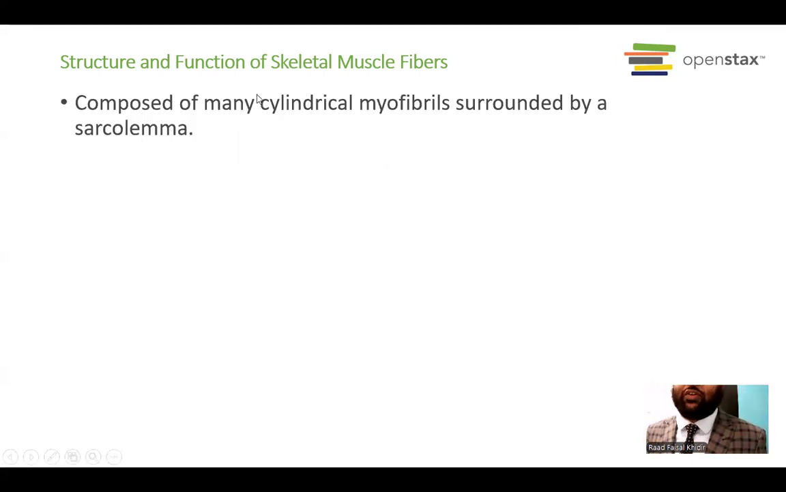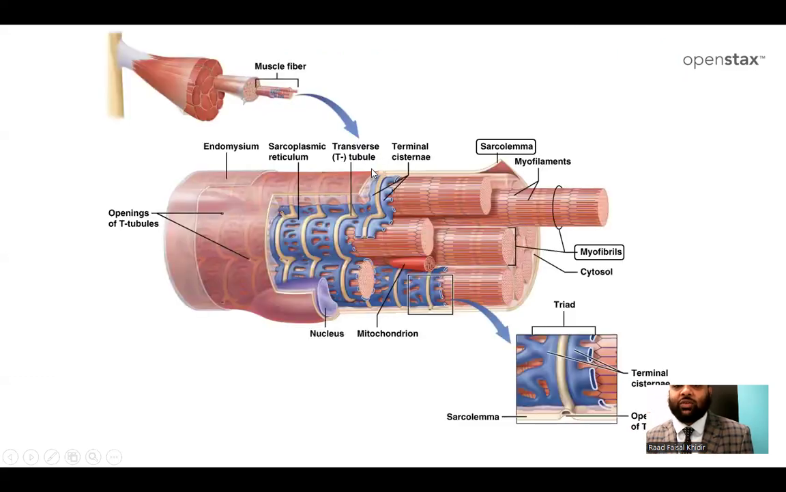So, structure and function of the skeletal muscle fibers. They are composed of many cylindrical myofibrils surrounded by a sarcolemma. So, you see you have multiple myofibrils, and the myofibrils are surrounded by a sarcolemma. There we go. That shows us a muscle fiber. That is a muscle fiber.